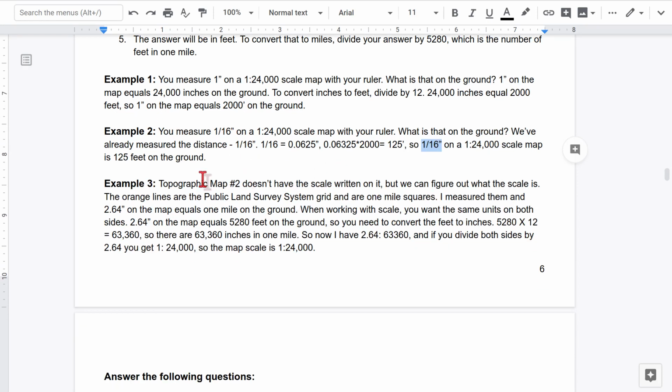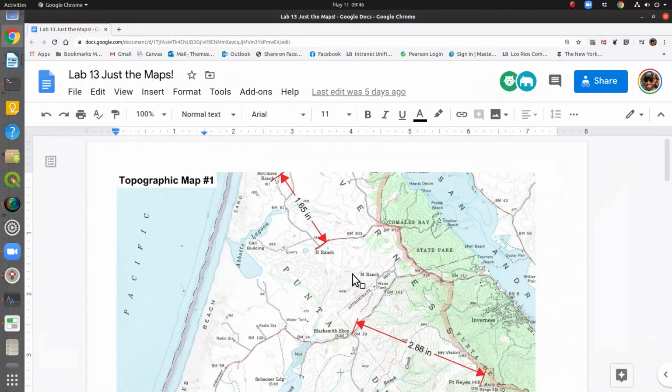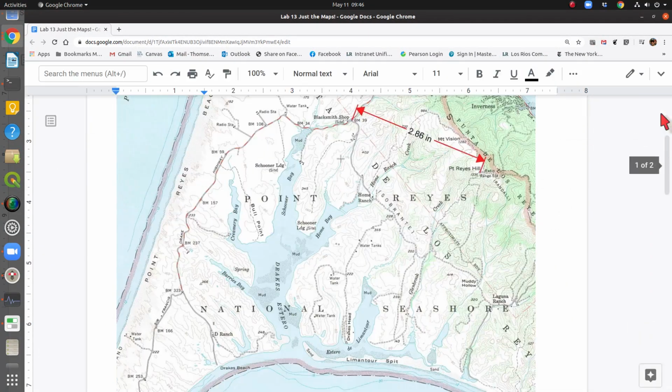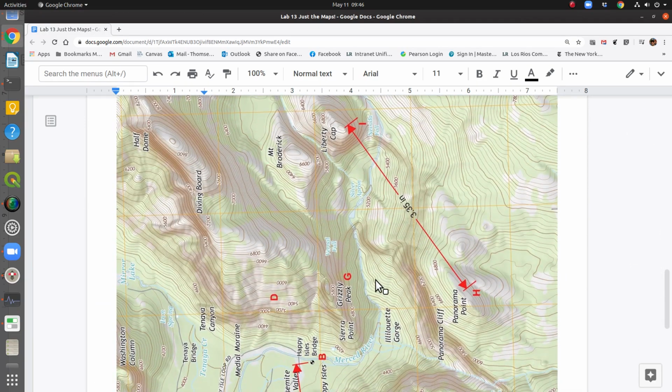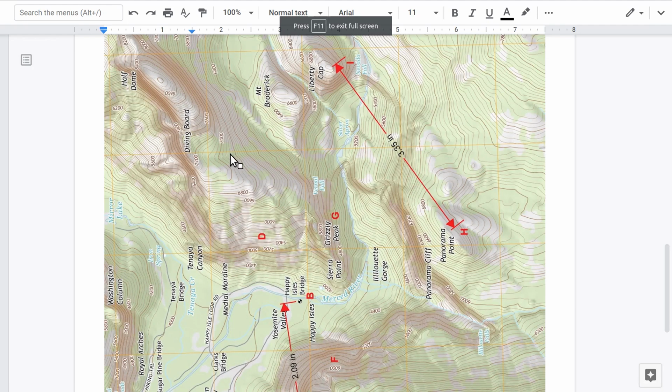So topographic map number 2 deliberately doesn't have the map scale on it, but we can figure it out. And here is topographic map number 2. On topographic map number 2, these orange lines are section lines and they are exactly 1 mile apart. So if you measured those lines, you'd know how many inches on your map equal 1 mile on the ground.